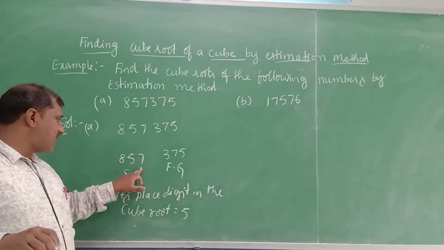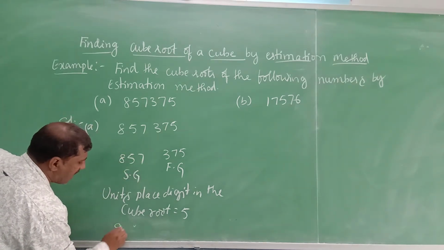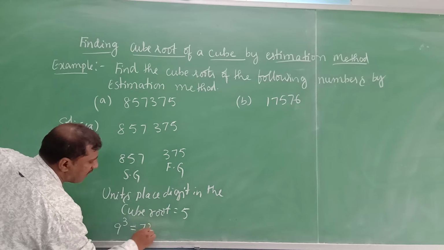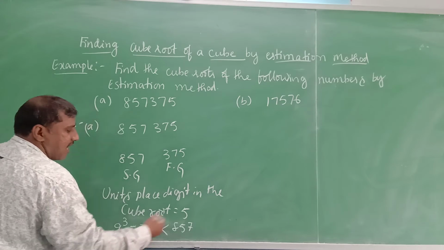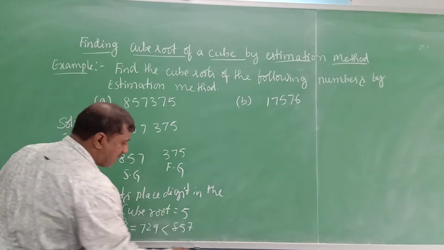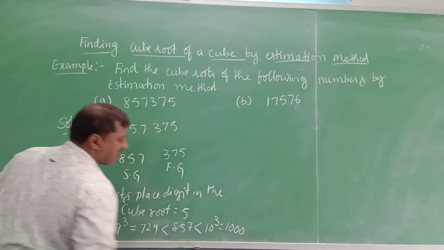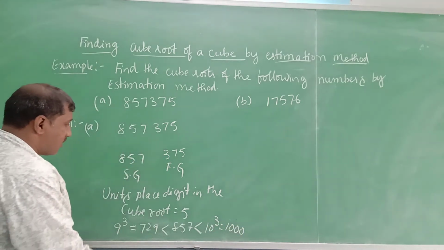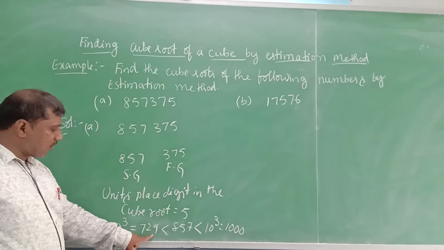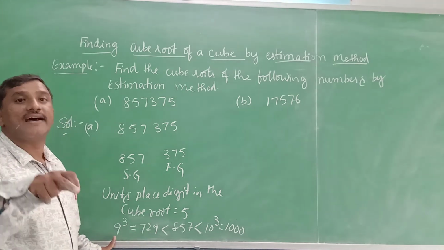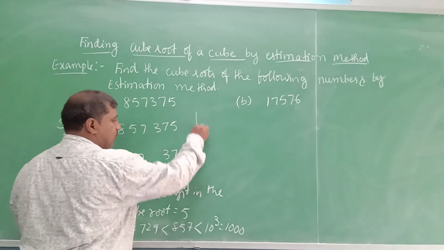So identify the nearest perfect cube of 857. 9 cubed, which equals 729, is less than 857. And 857 is less than 10 cubed, that is 1000. 1000 is a perfect cube and 729 is a perfect cube. So from these two take the smaller perfect cube, that is 729. And what is the cube root of 729? That is 9. That will come as the tens place digit of the cube root.